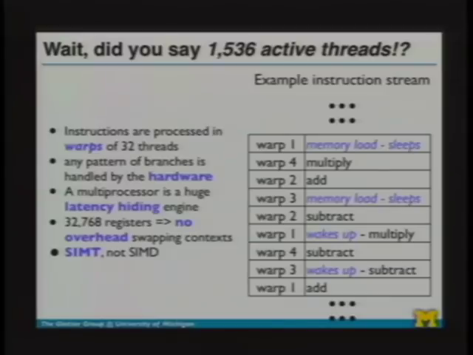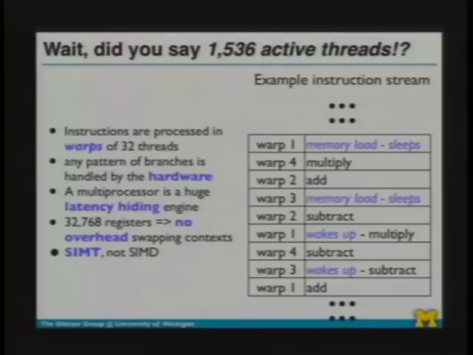Instructions are processed in warps. I mentioned this on the last slide. There are these 32 CUDA cores, but there's only one instruction scheduler. So all 32 cores are performing the same instruction at the same time, just on different data. And that group of 32 is called a warp. That's the most fundamental unit of execution. But out of all these warps that are running on the device, they can all be doing different things.